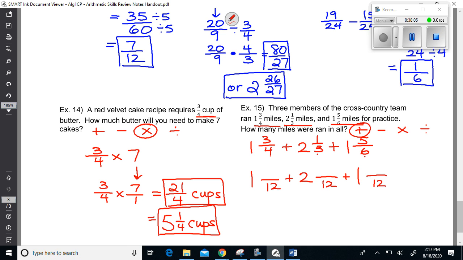All right, so what times 4 will give me 12? 3. So we have to multiply the top and the bottom by 3. Move on to the next part. What times 3 will give me 12? 4. So multiply the top and the bottom by 4. And then what times 6 will give me 12? 2.